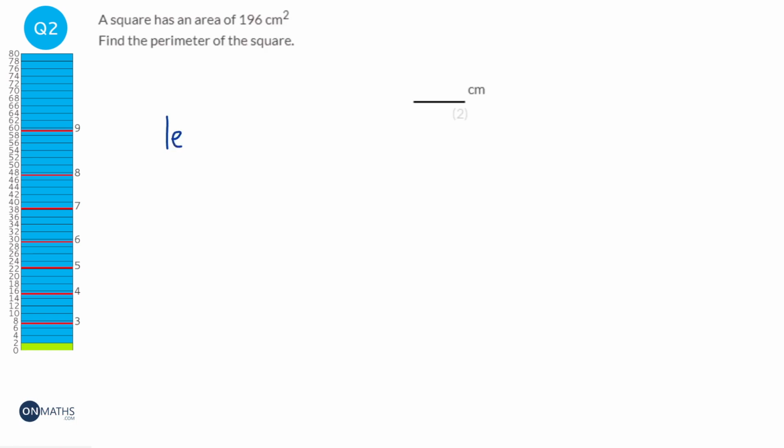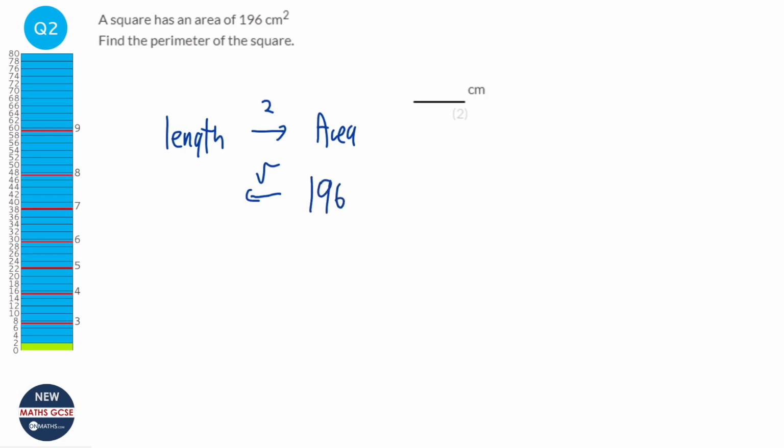To get from the length of a square to the area, we square the length. To work backwards, we square root, because the inverse of square is square root. So we've got 196, and we're going to square root it to find the length. We work out the square root of 196, which is what number times itself is 196. You should learn the square numbers from 1 to 15, so you should know that the answer is 14. So the length therefore is 14.